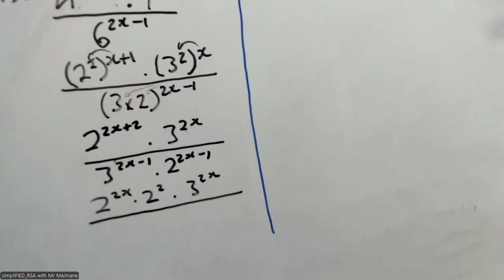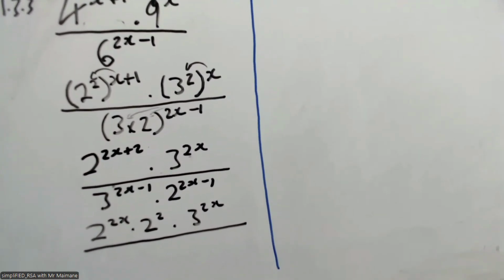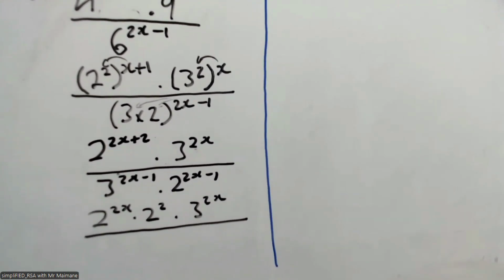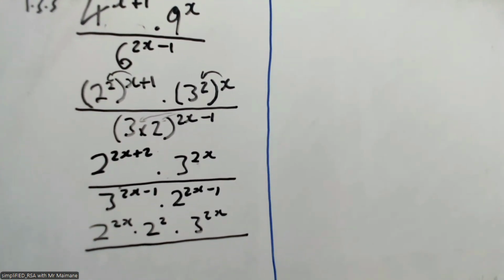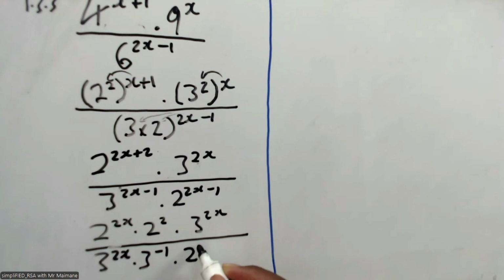This one is going to be all over 3 to the exponent 2x times 3 to the exponent -1, multiplied by 2 to the exponent 2x times 2 to the exponent -1.